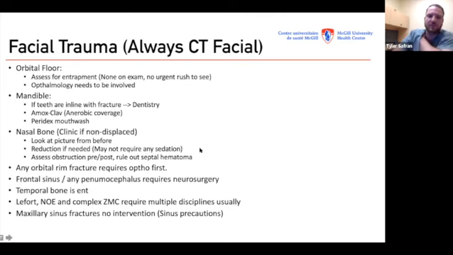And always assess for septal hematoma. Any orbital rim fractures always require orthopedics. No, ophthalmology. Frontal sinus pneumocephalus, neurosurgery. Temporal bone is ENT. Le Fort fractures, those multiple things. And then maxillary sinus fractures, we just send them on sinus precautions. We don't want them to blow out their sinus.